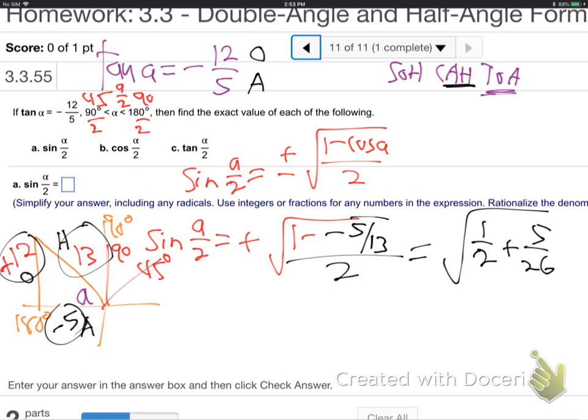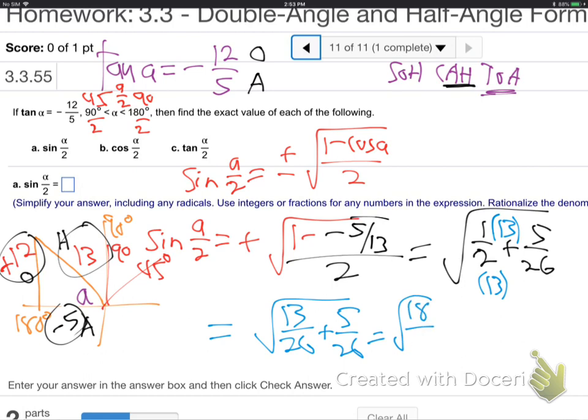Okay, so now to add those together, I've got to multiply top and bottom by 13. And I get 13/26 plus 5/26, which is 18/26, which is 9/13 when I reduce it. I'm going too fast. Is that good? Top and bottom by 13, make the denominators both 26. 13 and 5 is 18.